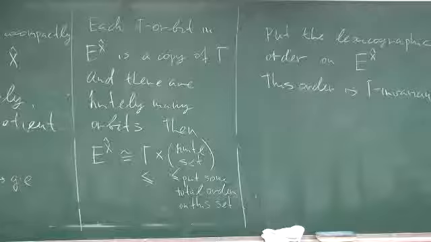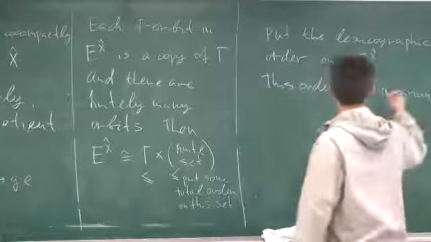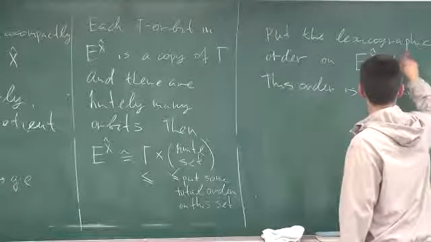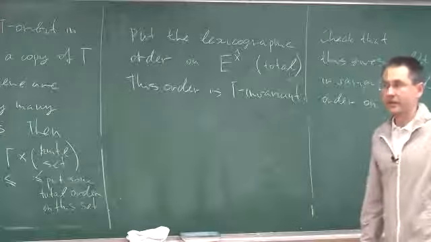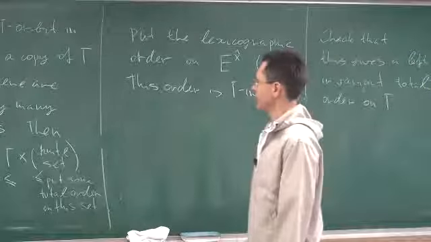Yeah, so that was the point. We put a gamma invariant, and it's a total order. Maybe I should say this order is total, just by definition of lexicographic order. Any two words are related.